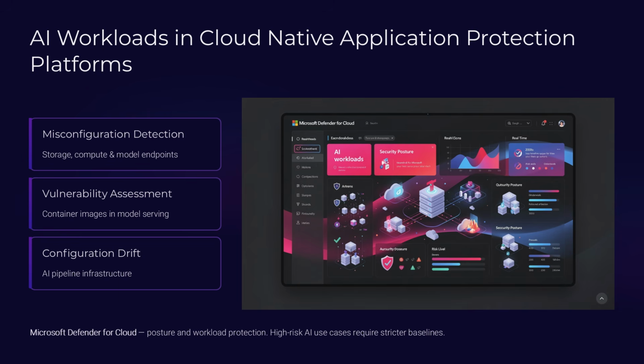Microsoft Defender for Cloud is commonly used to provide cloud posture and workload protection across cloud resources. From an architectural perspective, you should ensure that any resource supporting artificial intelligence pipelines is onboarded and monitored consistently. You should also ensure that security posture findings can be correlated with artificial intelligence risk classifications. For example, a high-risk artificial intelligence use case should have stricter posture baselines and tighter control thresholds.